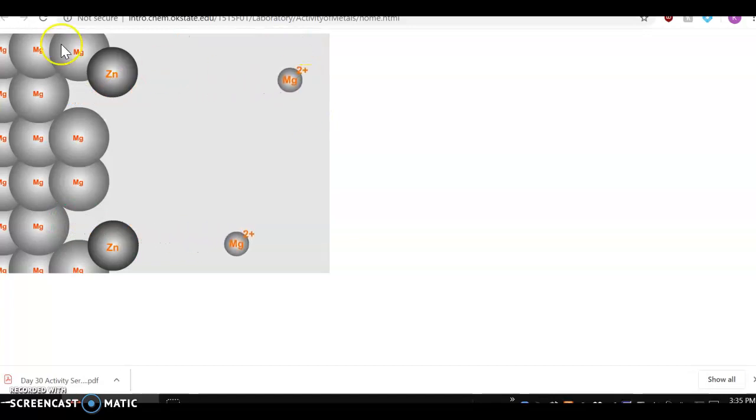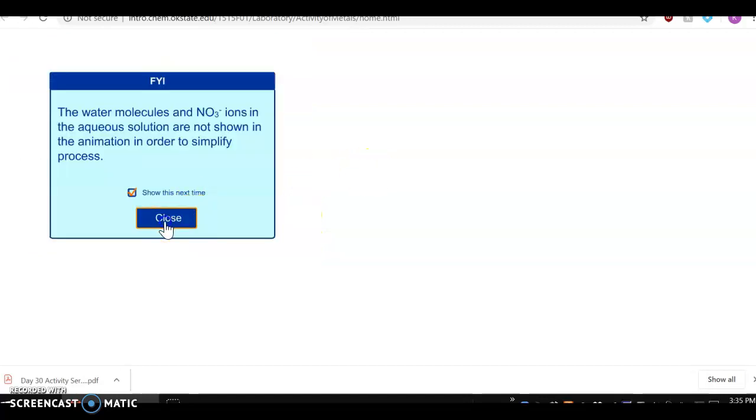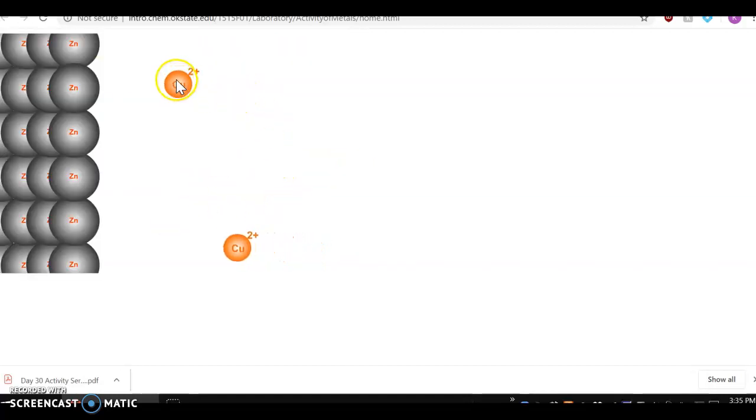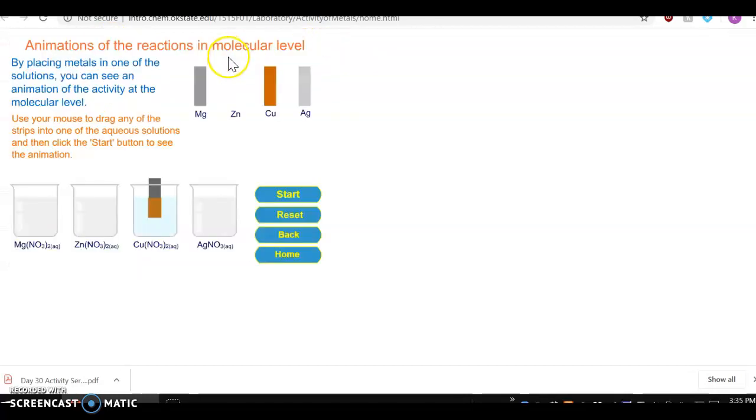All right, so let's maybe just look at one more. Let's look at zinc into copper. So let's take the zinc and put it into copper. Same thing. Now we have the copper ion coming in, takes the electrons from zinc, and then the zinc goes into solution. That's why it leaves that coppery solid, just like we saw in the nail lab.